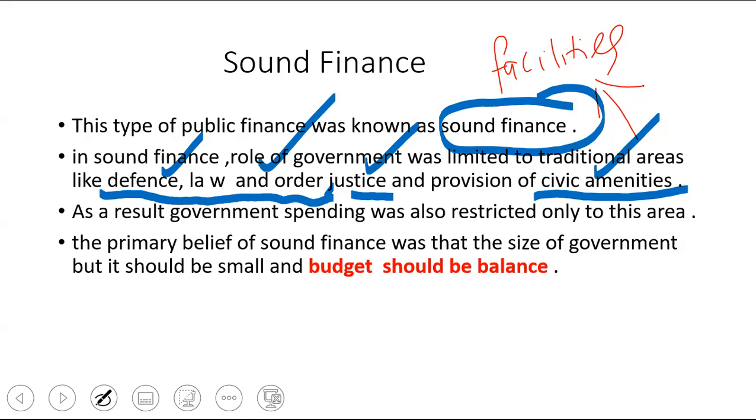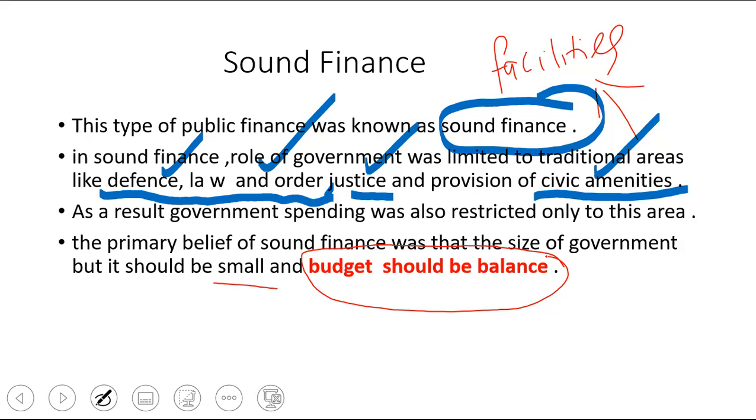So that is the main reason for market mechanism: the main role of government is minimum. Again and again we are emphasizing. Last sentence: the primary belief of sound finance was that the size of the government should be small and the budget should be balanced. Please underline and write it. Very, very important. Sound finance believes in balanced budget. It's a very good question for MCQ.